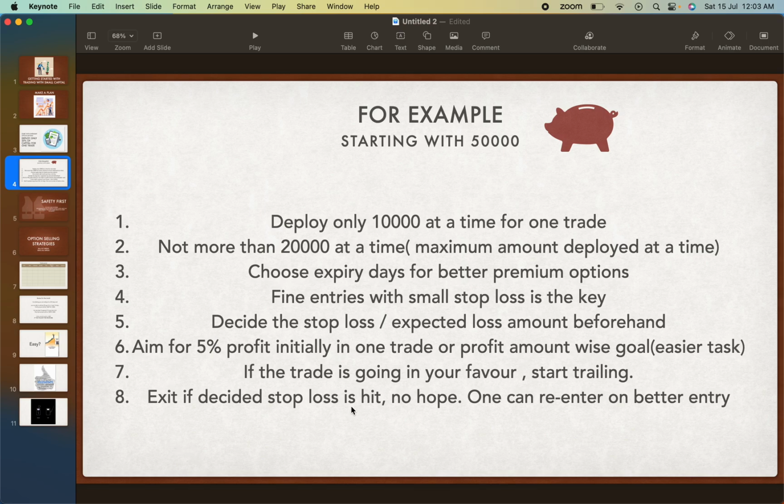Exit if the decided stop loss is hit. No hope. Whatever the technical stop loss or the expected amount. For example, you have decided that you will only take a maximum loss of 1,000 rupees per day. So if you can see that your trade is not going in your direction, and you're at a loss of 1,000, exit. First exit, there shouldn't be any hope. Reanalyze, and then you can re-enter if you are getting a better entry. Otherwise, just stop there. Just follow these simple rules and start trading.